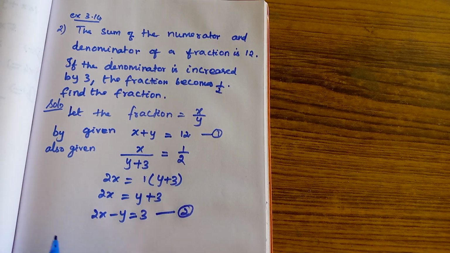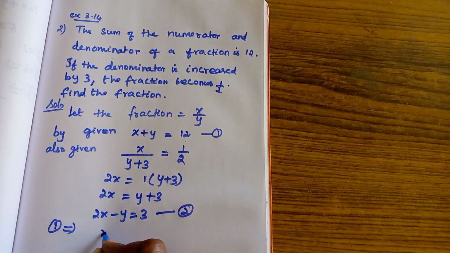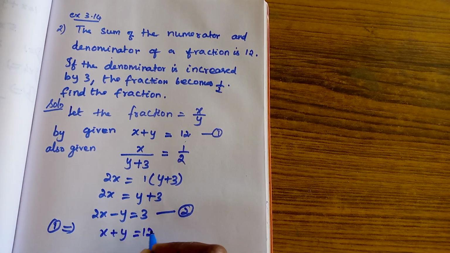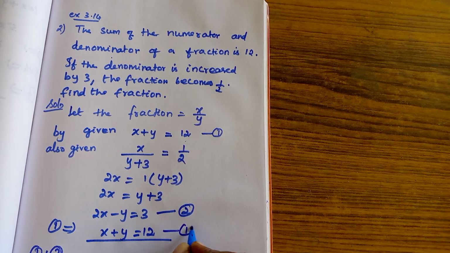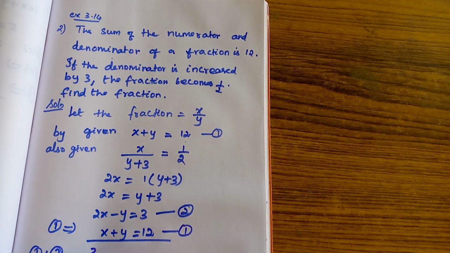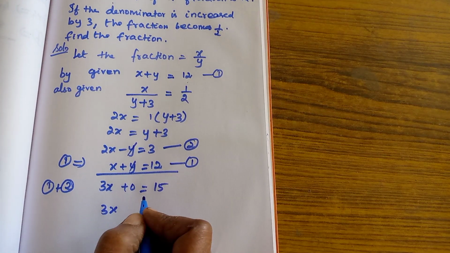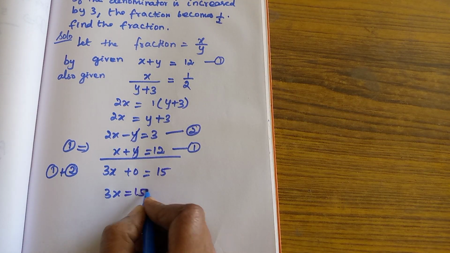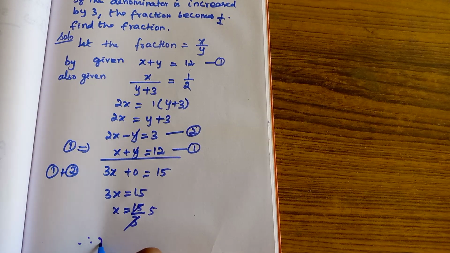Equation 1 is x plus y equal to 12. Let us add 1 and 2. So 2x plus x we have 3x. Minus y plus y can be cancelled, 0. Equal to 3 plus 12, 15. 3x equal to 15. x is equal to 15 by 3. Therefore x is equal to 5.